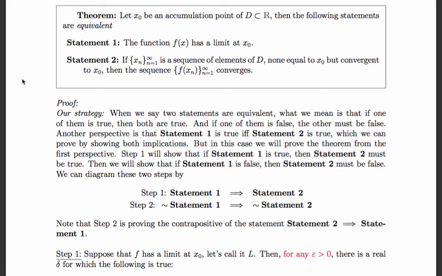Now, in fact, this is logically equivalent to proving that statement 1 implies statement 2 and statement 2 implies statement 1. Why is that? Well, step 2 is in fact the contrapositive of statement 2 implies statement 1. Remember, the contrapositive of A implies B is not B implies not A. In fact, just so that we're on the same page, let's quickly discuss what we mean by contrapositive.